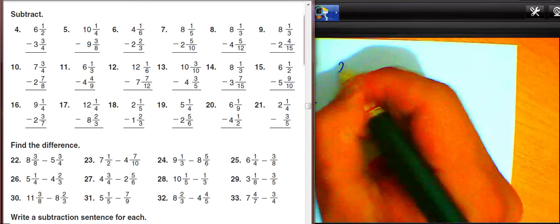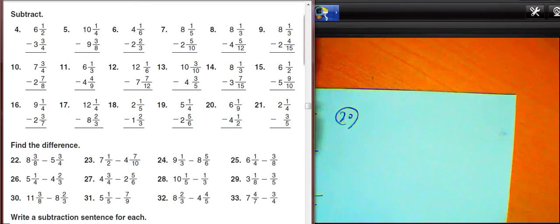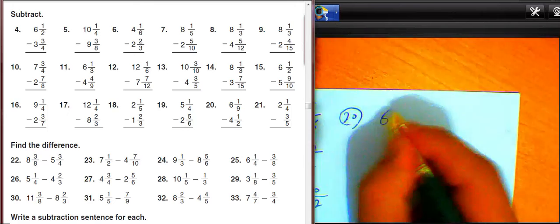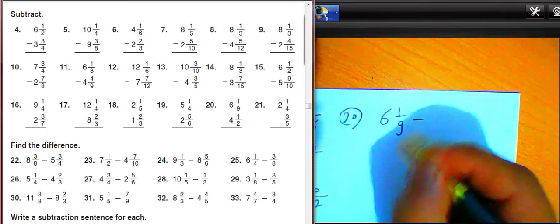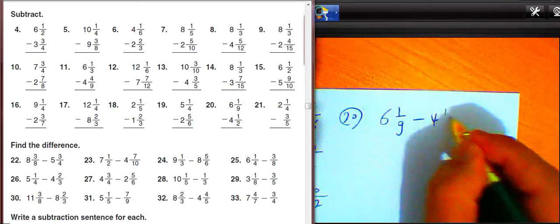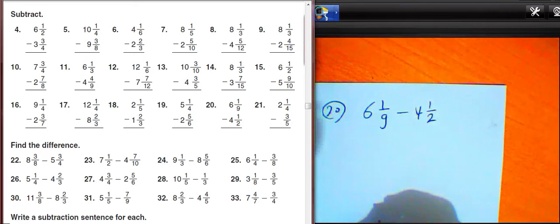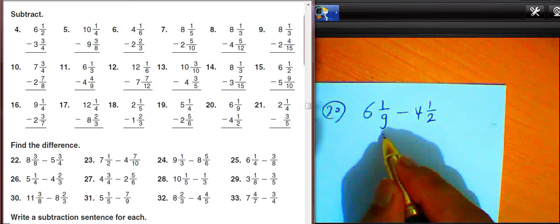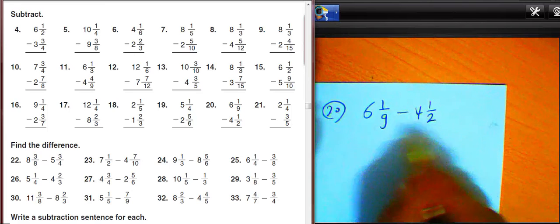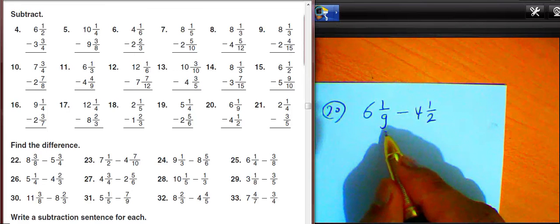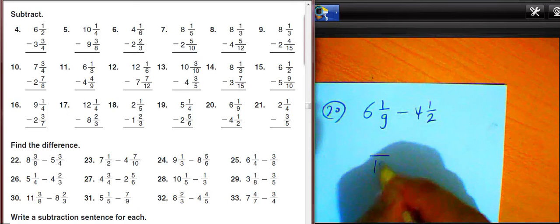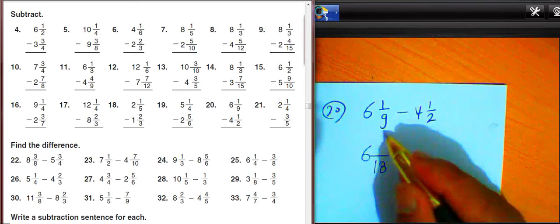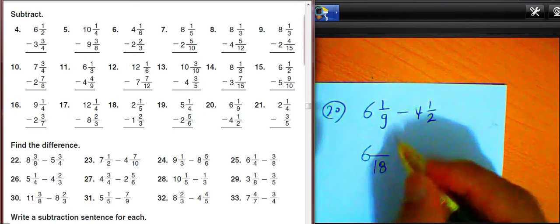Okay. Question 20. 6 and 1 over 9. Subtract 4 and a half. We know 18 can be divided by 9 and 2 because 9 plus 9 equals 18. So we can write 18 here. 2 times 9 equals 18. 1 times 2 equals 2.